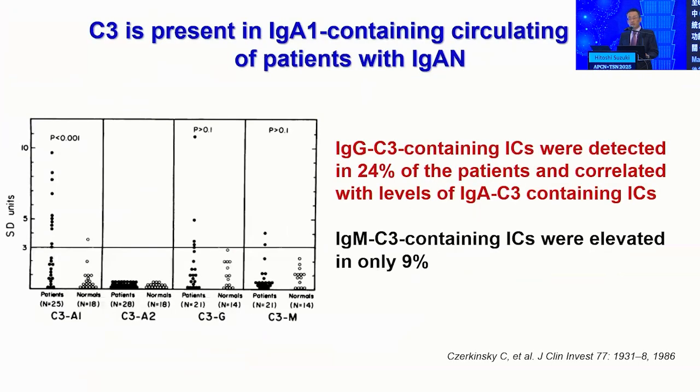Then the next question is whether complement activation happens in circulation or in the kidney. This is an old paper, but C3 is present in IgA1-containing circulating immune complexes of patients with IgA nephropathy. IgG-C3 containing immune complexes were detected in 24% of patients and correlated with the level of IgA-C3 containing immune complexes. However, IgM-C3 containing immune complexes were elevated in only 9% of patients with IgA nephropathy.